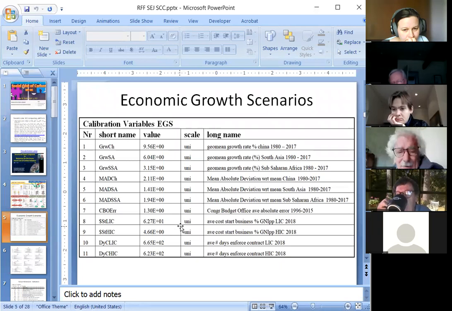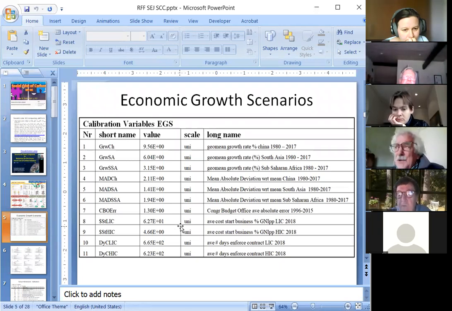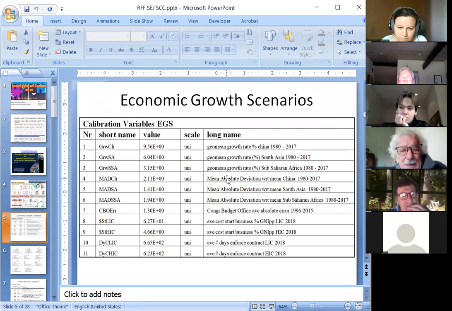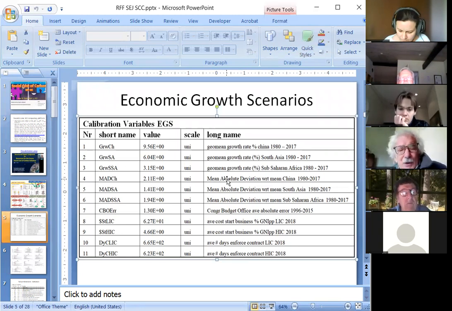There are a whole lot of things that are interfering with this convergence. But this has a big impact on what we're going to be doing to the planet. So a lot of these calibration variables have to do with how quickly some of the other countries are converging to the frontier. So this is economic growth. I'm not going to go through all of these, just show that they're there.